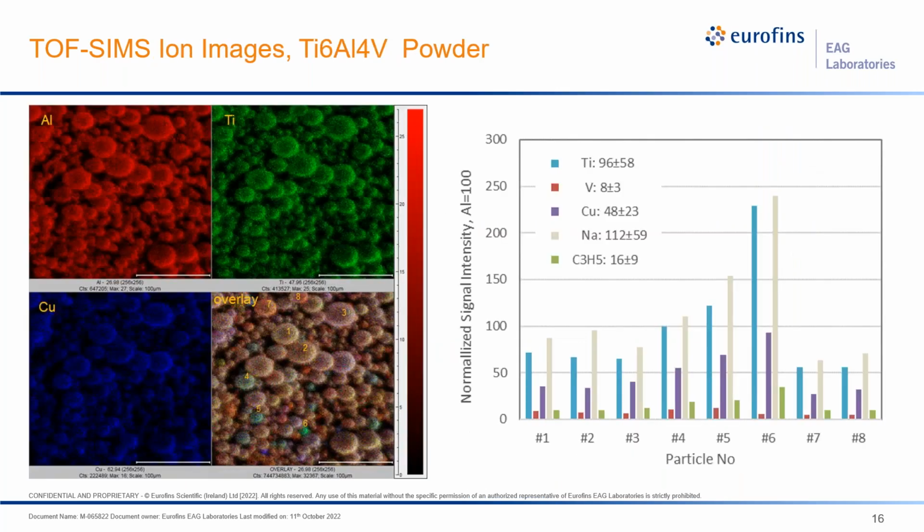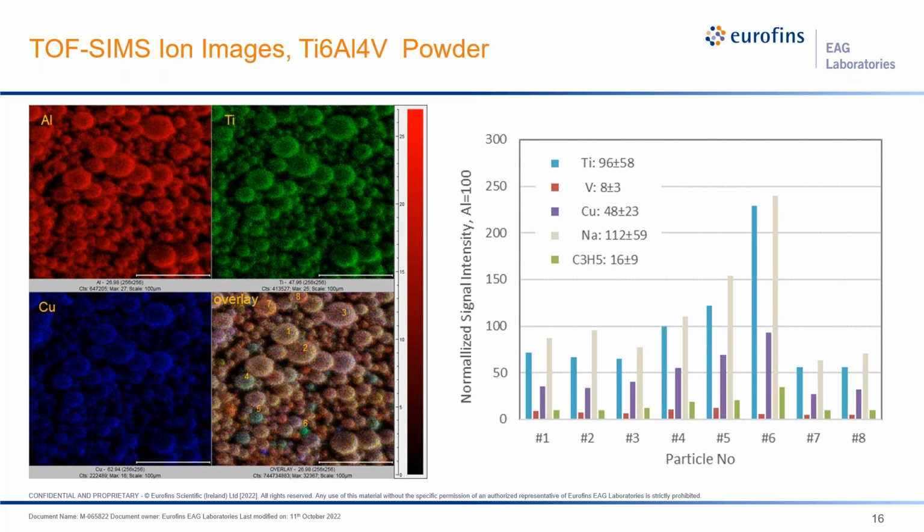We went on to generate images, and this is a set of images we generated for the titanium, aluminum, vanadium powder. The aluminum is in red, the titanium is in green, and the unexpected copper we put in blue. And as you can see in these images, the individual particles have pretty uniform distributions. But when you overlay the images, you can see the particle-to-particle chemistry changes pretty dramatically.